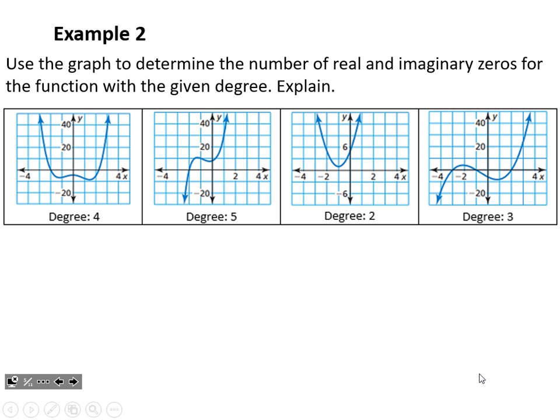How can we tell? So looking at this first graph, we've got a degree 4 polynomial. And I notice that it crosses the very real x-axis in 2 places. So it has 2 real zeros, but it was degree 4, meaning that it was supposed to have 4 zeros. That means that the other 2 had to be imaginary.